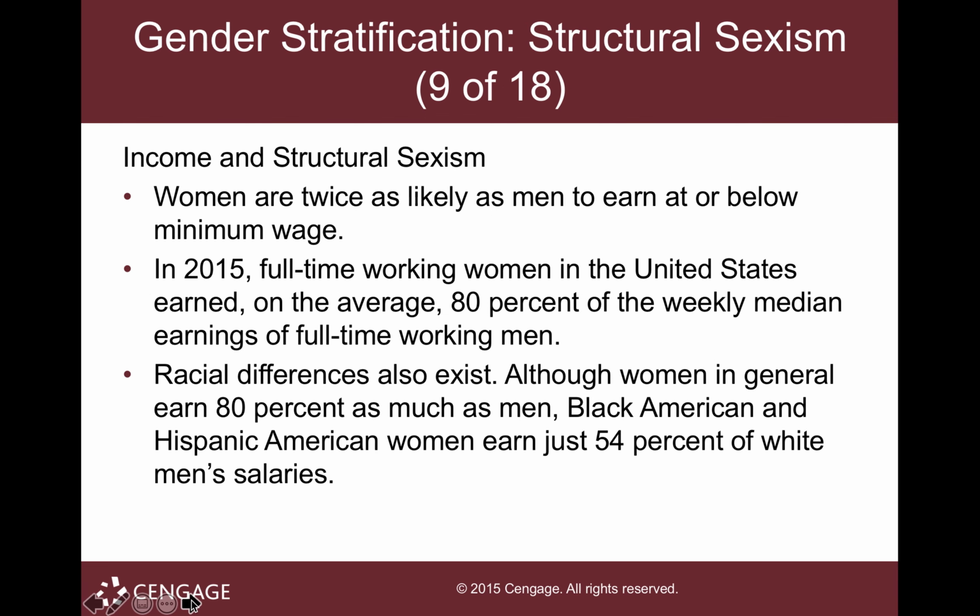So, income and structural sexism. Women are twice as likely as men to earn at or below minimum wage. In 2015, full-time working women in the United States earned, on average, 80% of the weekly median earnings of a full-time working man. Racial differences also exist. Although women in general earn 80% as much as men, Black American and Hispanic American women earn just 54% of white men's salaries.